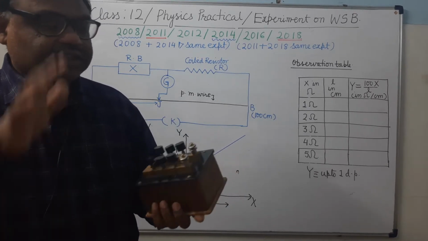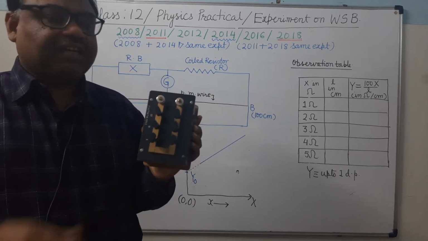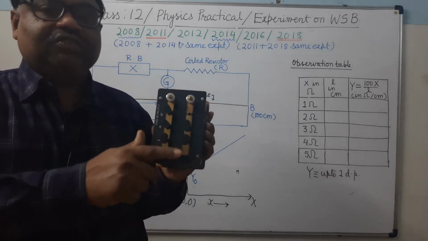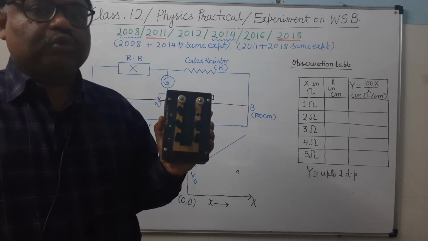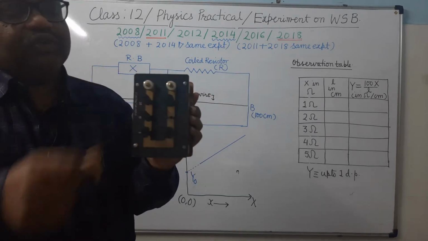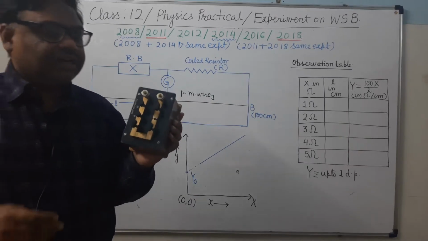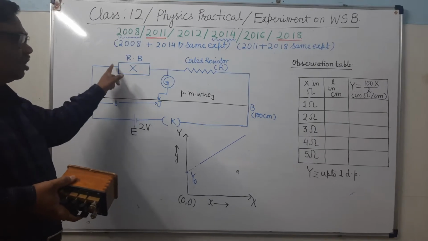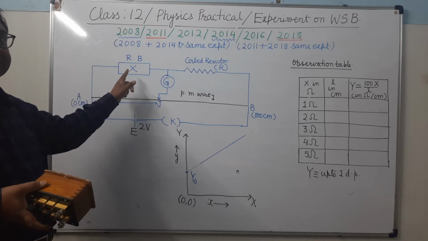For example, if you have to insert 1 ohm resistance in the circuit, you take out the 1 ohm plug, but the rest of the keys should be tightly fixed. In order to introduce 2 ohm, you take out the 2 ohm plug and the rest should be tightly fixed. In this way you can introduce resistance in the resistance box. This is RB, the resistance box, whose value we denote by X.